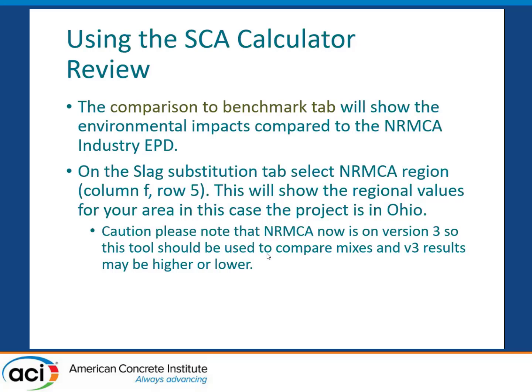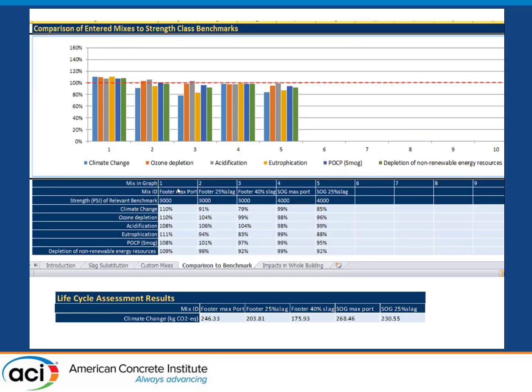So using the SCA calculator, the comparison benchmark tab will show the environmental impacts. And now when we look at those same mixes that we did before, you're going to see that 100% is always going to be the PSI benchmark number. So for the first 3 mixes, it's going to be the 3,000 PSI. For the next 2 mixes, you're going to be at the 4,000 PSI. So as we can see here, if we just did it with the straight Portland, we're going to be higher than the industry average. But if we're using it with that 25% slag, we're going to see that we're lower than the industry average.